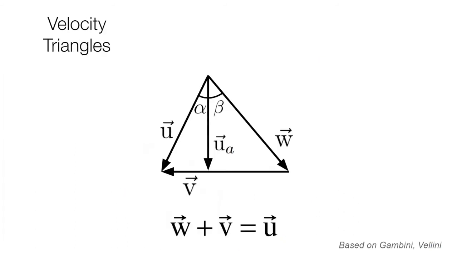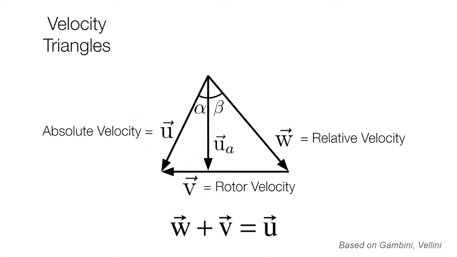We find the fluid's absolute velocity at a given point with a velocity triangle. First, we define the rotor's velocity as v. The relative velocity of the fluid, w, is in a reference frame moving with the rotor. Summing these two vectors gives us the absolute velocity of the flow, u.